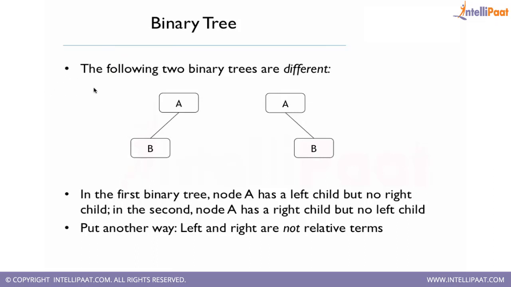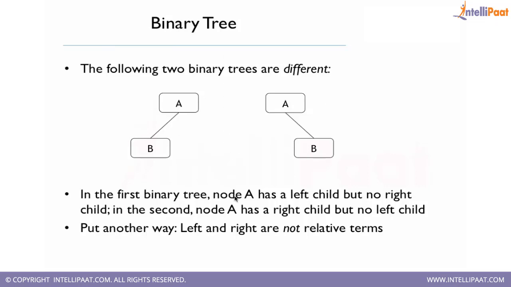In binary trees, the following two binary trees are different. Suppose this is a node and this is one more node. Both have the same values, a and b, but these two are different binary trees. Why? Because in this case b is the left child of a, but in this case b is the right child of a. So the representation of the tree in this diagram and the representation of the tree in this diagram are totally different.